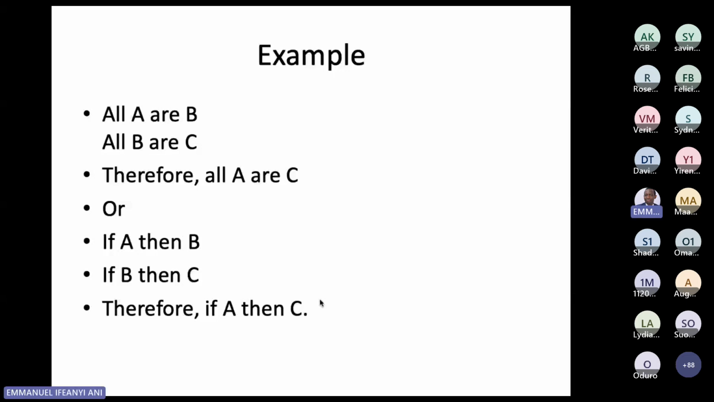Let's put it in words. All Ghanaians are Africans, all Africans are human beings. Therefore, all Ghanaians are human beings. You can see that the consequent of the first premise has become the antecedent of the second one. So you just bring together for the conclusion the very first antecedent and the very last consequent.